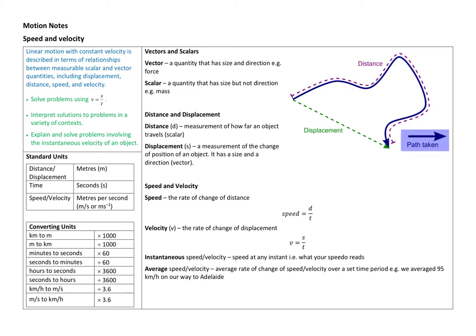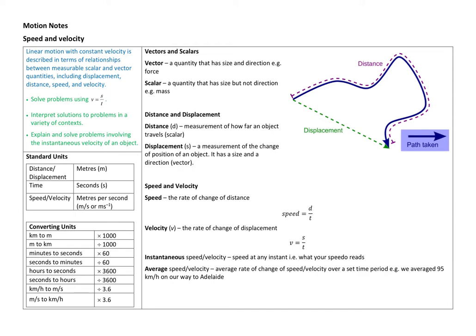Instantaneous speed or velocity just refers to whatever the speedo says at the time, if we use that analogy of driving to Adelaide. So whatever your speedo says at the time is your instantaneous speed or velocity. We can use them interchangeably there. Obviously, if you drive to Adelaide, your speedo is not going to say 100 kilometres an hour the whole way. You're going to be speeding up, slowing down, speeding up. So your instantaneous velocity is going to be changing.